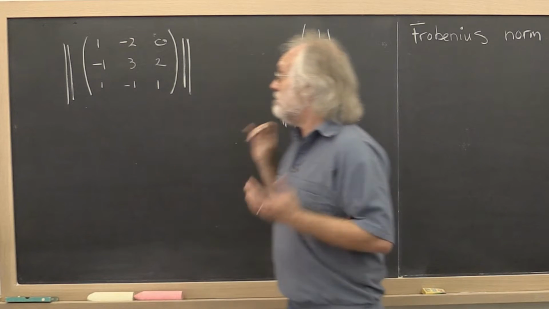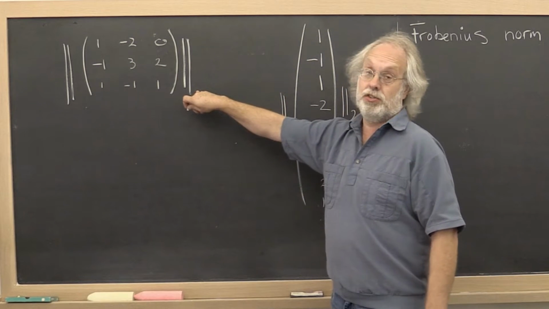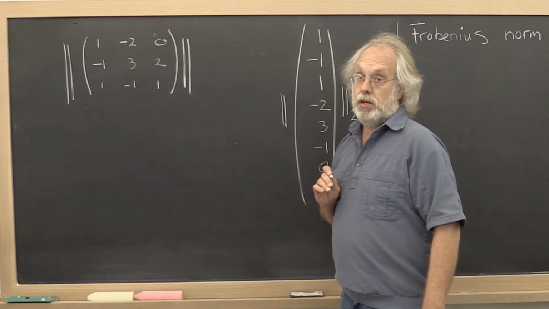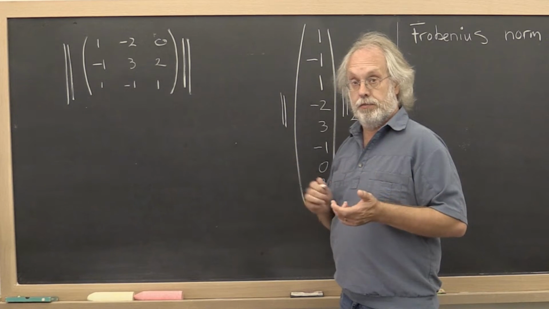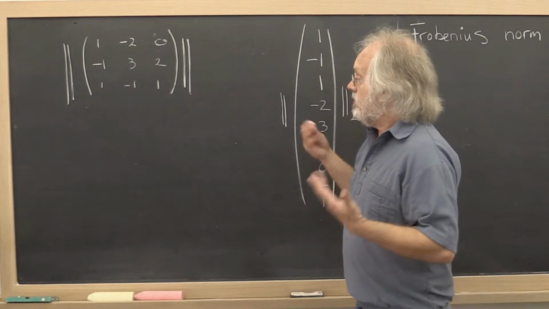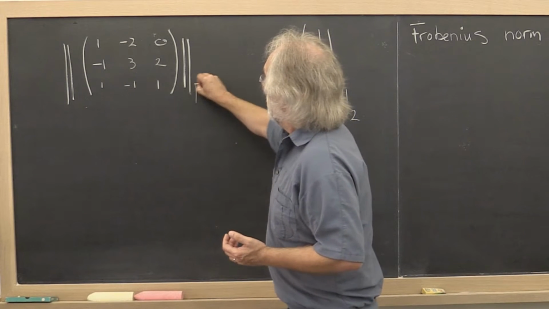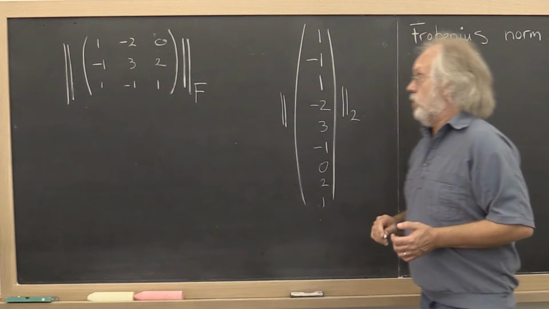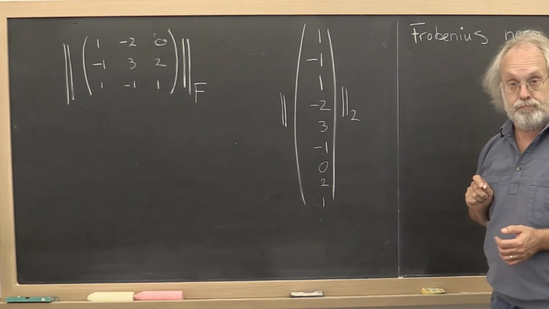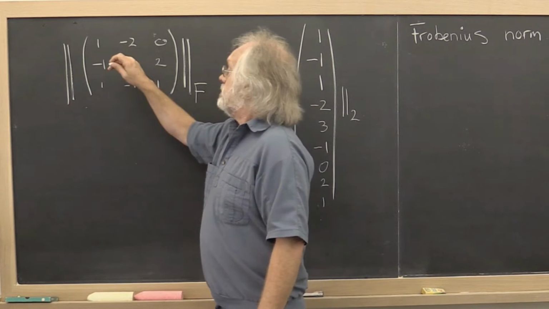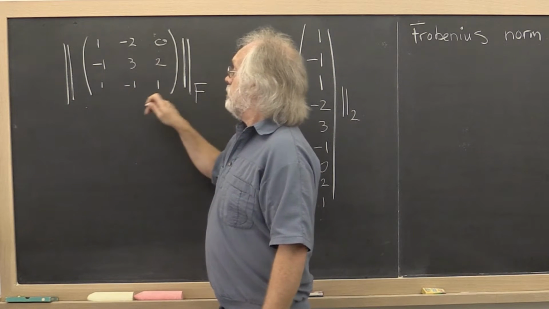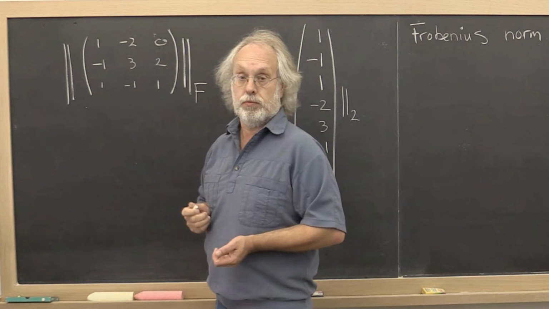Now, it would be tempting to call that the matrix 2 norm, but it turns out we're going to use the term matrix 2 norm in a slightly different way. And this is then actually called the matrix Frobenius norm. Frobenius. Okay, and what is it? It's just the sum of the squares of the absolute values, and then you take the square root of that.